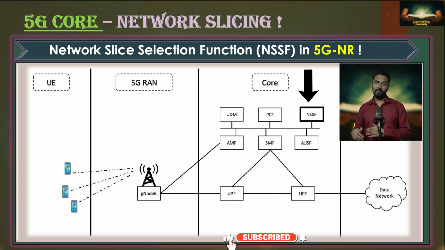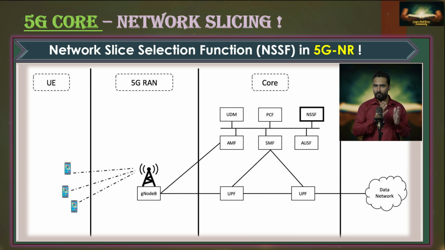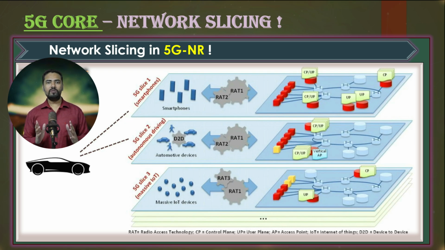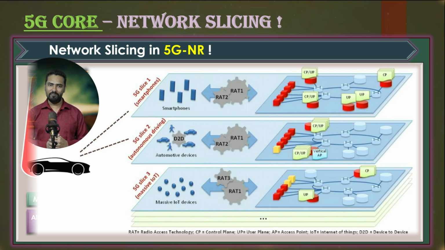For example, if a car requests access to the slice for self-driving car, then the NSSF and UDM will work together to authorize it. We learned how network slicing allows multiple logical networks to run on a single physical network, and how each slice can be configured independently to achieve specific network requirements for specific use cases. We also saw how this whole process works, in brief.